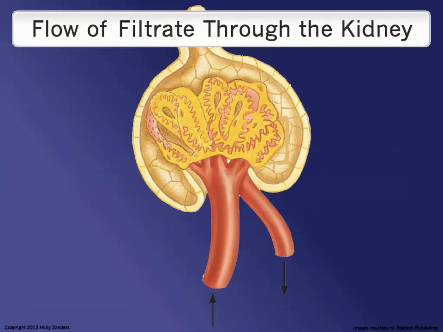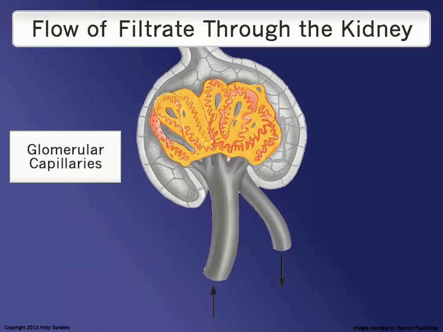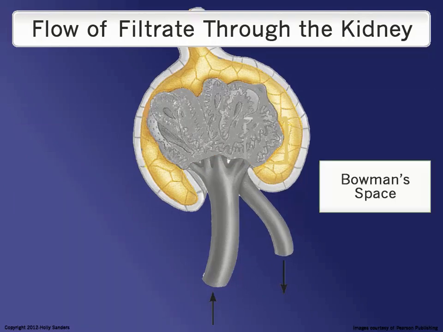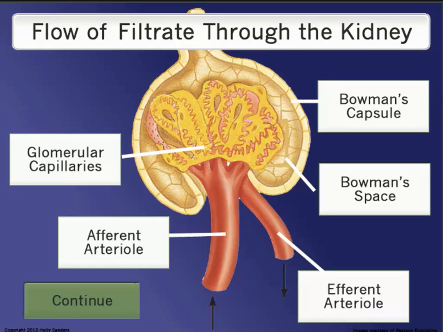Blood enters the glomerulus through the afferent arteriole, where it then hits the glomerular capillaries. This is where blood is separated into plasma and formed elements. We now refer to the plasma as filtrate, and it enters Bowman's space and then into Bowman's capsule. Next, we'll look at how filtrate moves through the nephron.